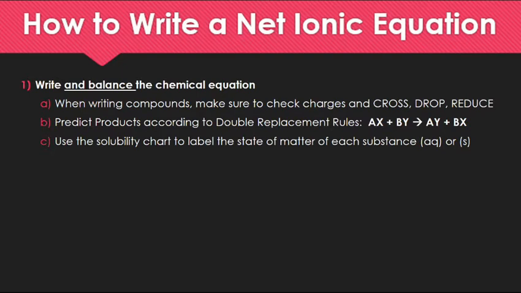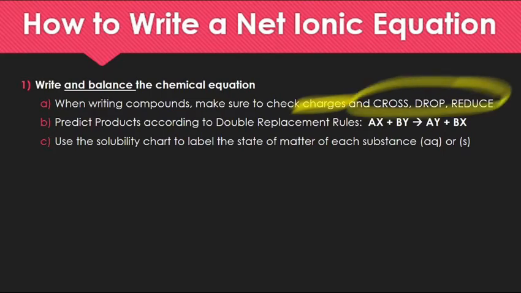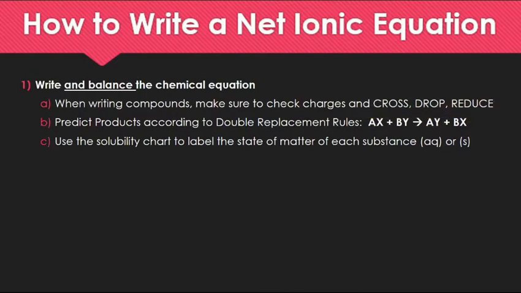So whenever we write and balance a chemical equation back in Unit 7, you always need to check your charges. These are all basically going to be ionic compounds in these net ionic equations. So we're going to be checking charges and cross-dropping, reducing in order to form nice stable compounds. Now, it's generally only going to give you the stuff that mixes together, the reactants. So we're going to have to predict our products according to our double replacement rules.